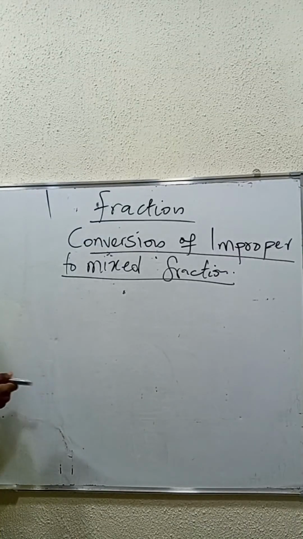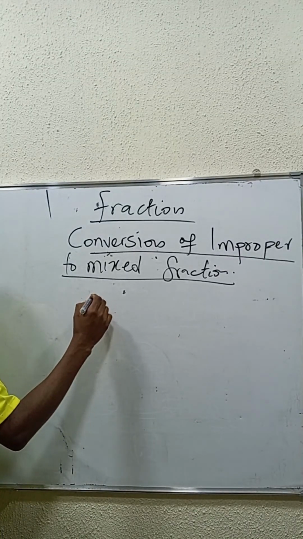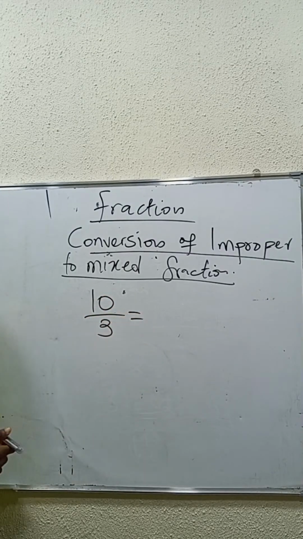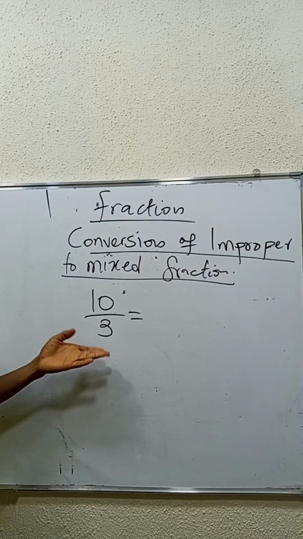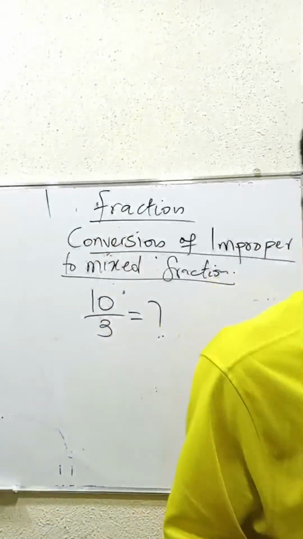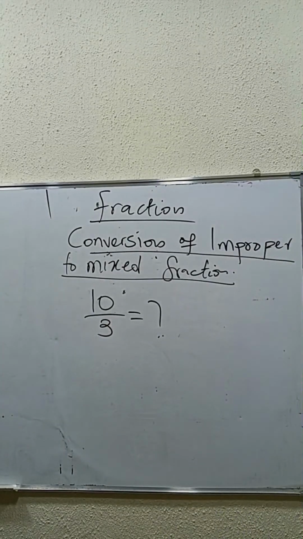So that's it. So let's look at the next one. Let's say we are having 10 over 3. Who can try this? Let's know the answer. 10 over 3. Convert it to a mixed fraction. Drop your thoughts.